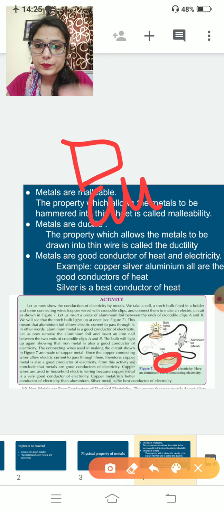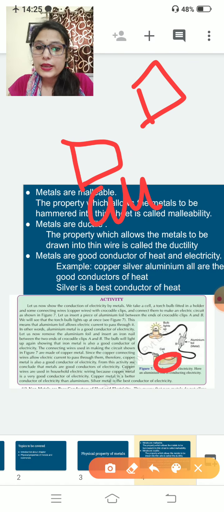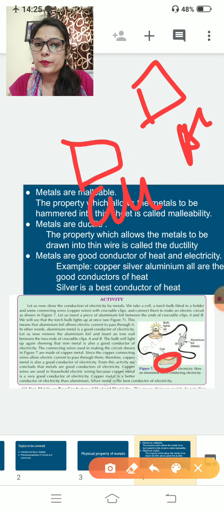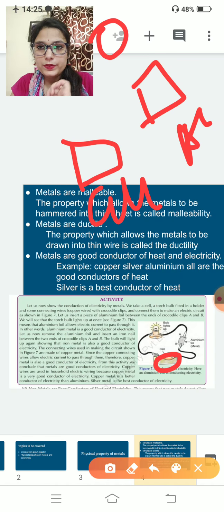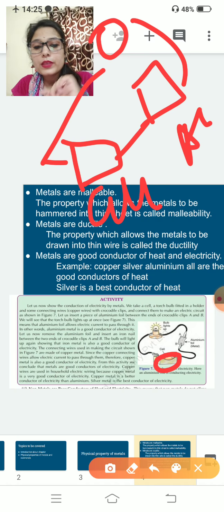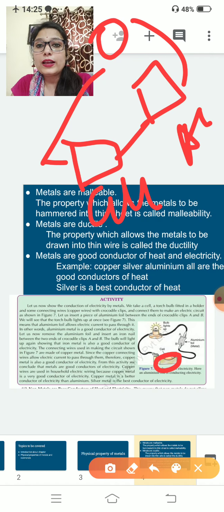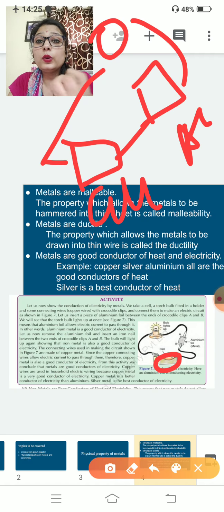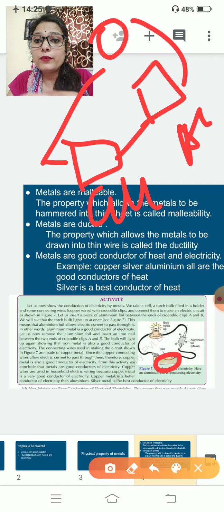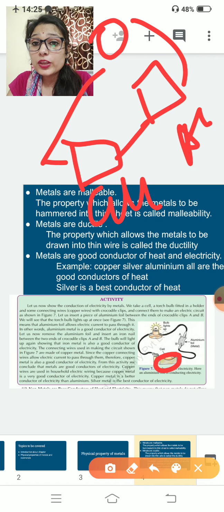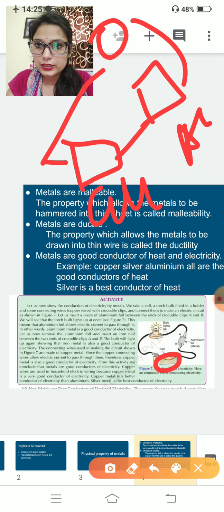Take an aluminium sheet. Aluminium is a good conductor of electricity and it is a metal. Take any metal; I am taking aluminium. And here, take a bulb. Connect these with the help of wire. What will happen when you connect this? When you complete this circuit, this bulb will start glowing. This indicates that aluminium is a good conductor of electricity.